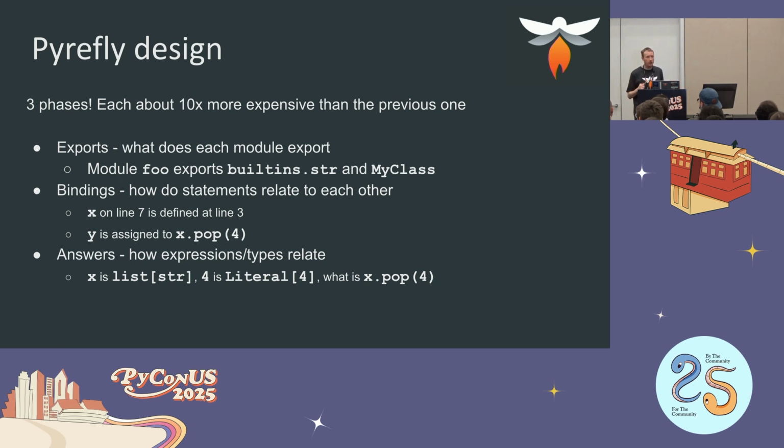And then the final phase we have is answers, where given that we've broken these statements down into just bindings, how do the expressions and the types relate? So for example, given an expression and the types of all the sub-expressions, what would be the resulting type? For example, I might know that x is a list of string, and 4 is the literal 4. What is x.pop(4)? The answer in this case would be str or None. So it's that kind of thing.